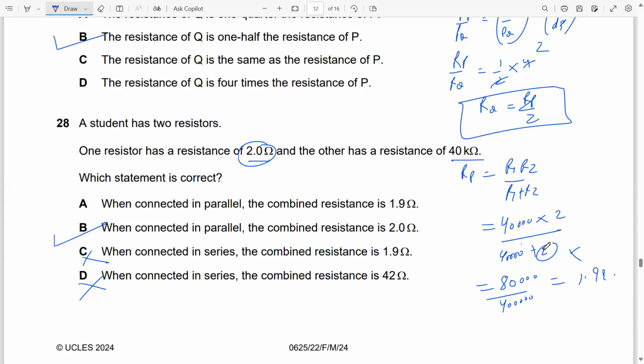If we consider this 2, then we will get 1.99, so rounding off, we will get 2. But here we have already neglected this 2 value, so it will come out to be exactly 2.0. Option B is the correct one.